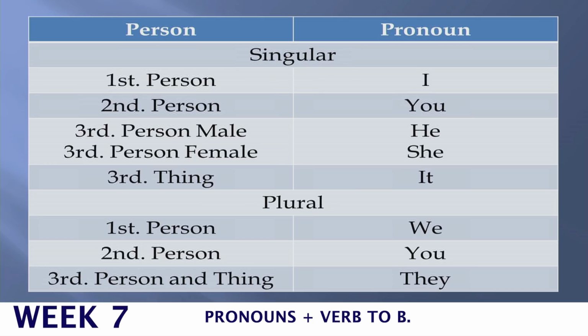So the third person male is he. The third person female is she. And the third thing, we would use it. In the plural form, we use for the first person the pronoun we. For the second person, you. And for the third person and thing, they.